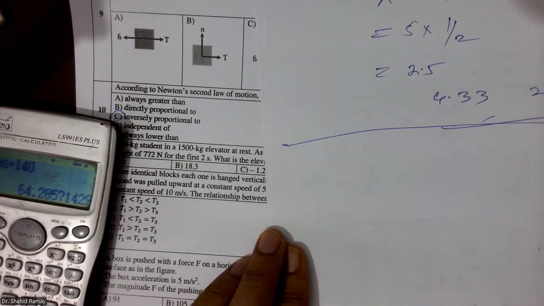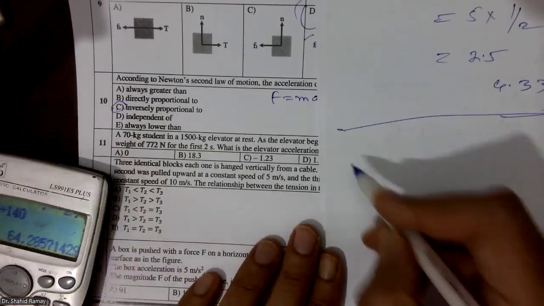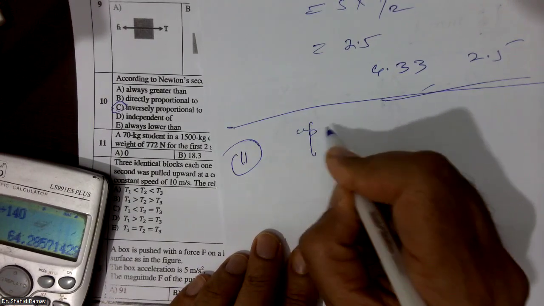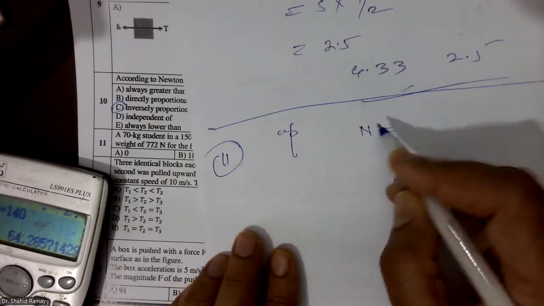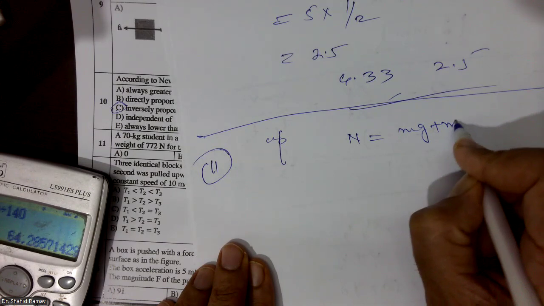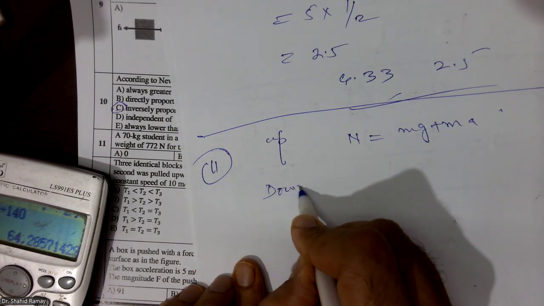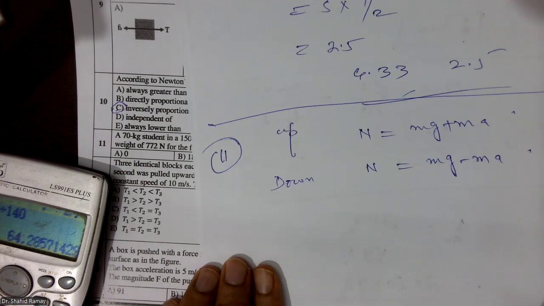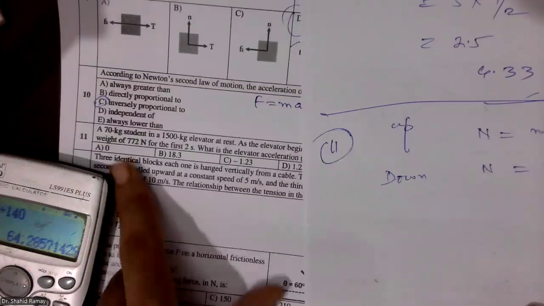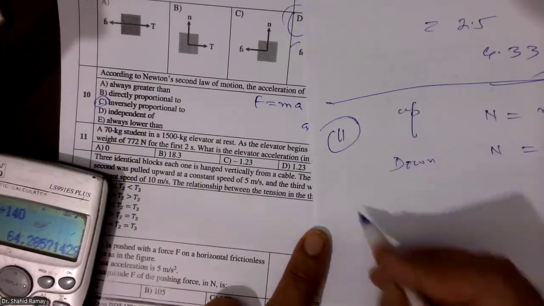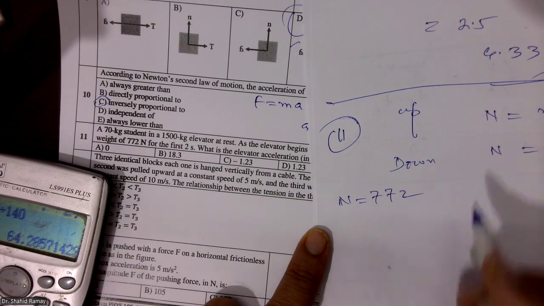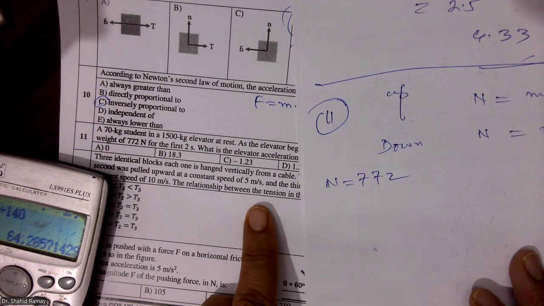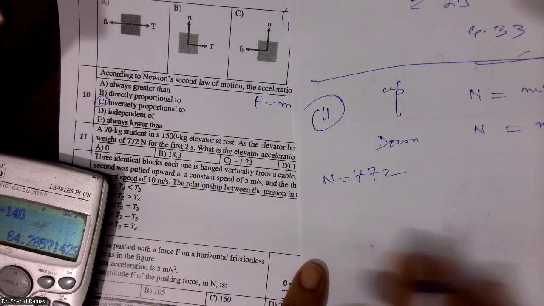So you know that this is question number 11. If the elevator is moving up, then we know the formula: the apparent weight is equal to mg plus ma. If the elevator is moving down, then N is equal to mg minus ma. So these are the conditions. So we have to decide whether this apparent weight 772, this is actually the N value, is greater than the at-rest value or less than the at-rest value.